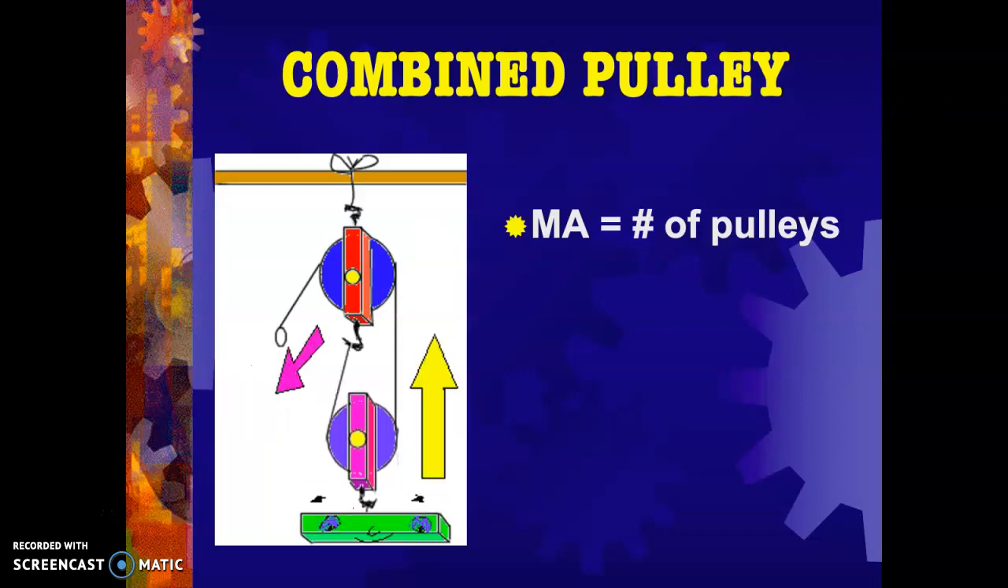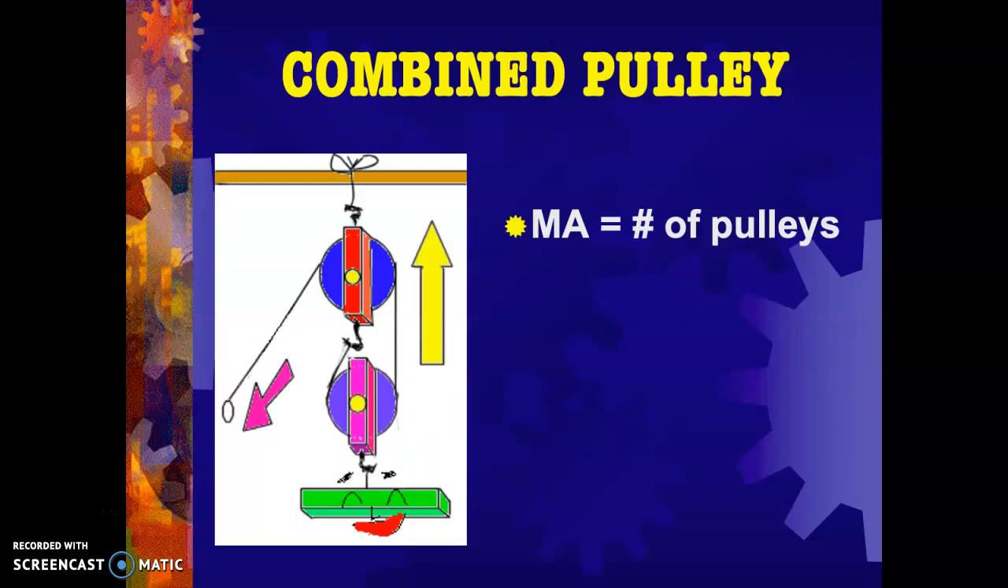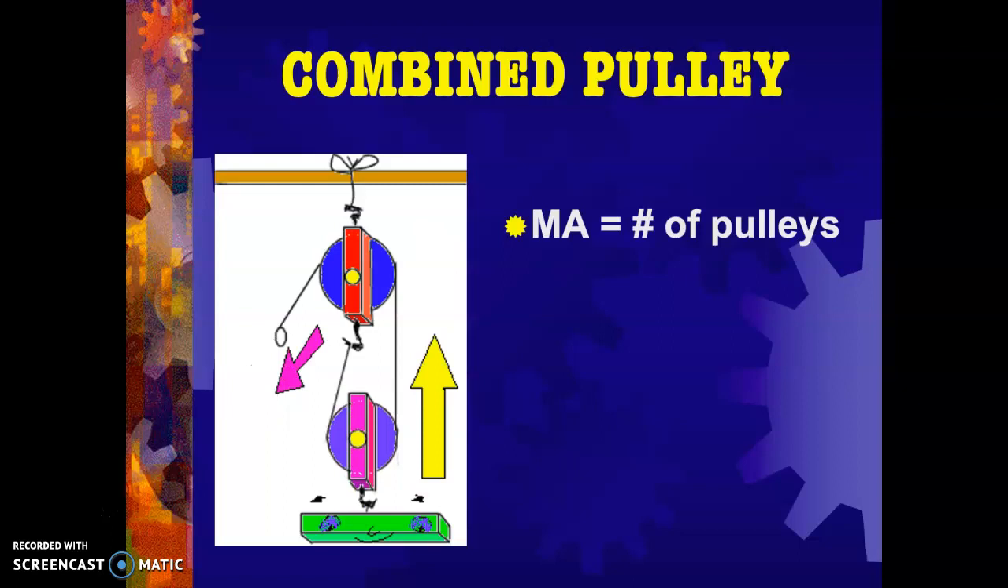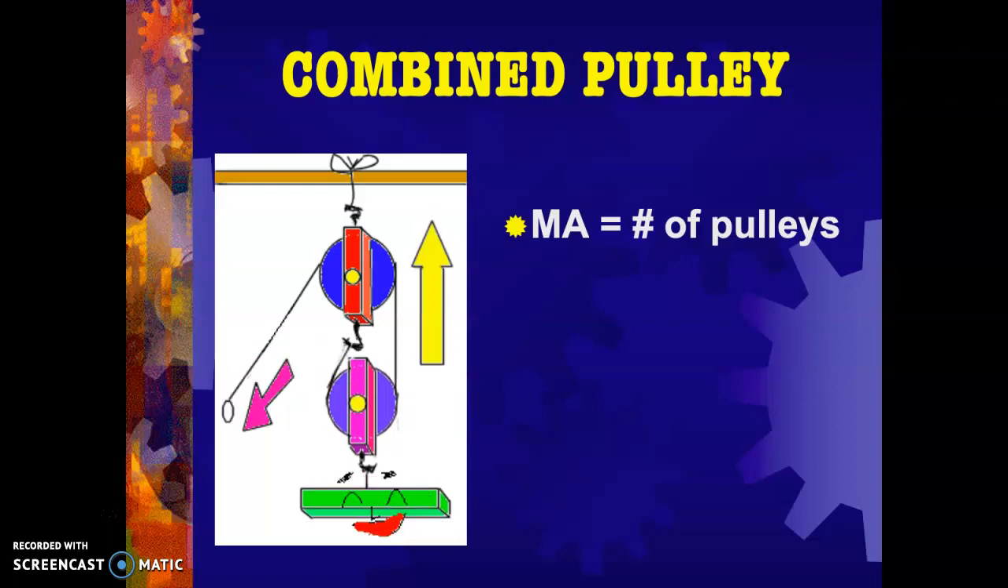Okay, to calculate the mechanical advantage, you just calculate the number of pulleys. Really, you're calculating the number of wheel and axles involved. In this particular case, we have 2. So this pulley system would give us a mechanical advantage of 2. You would have to pull with half the force of the object you are trying to lift.